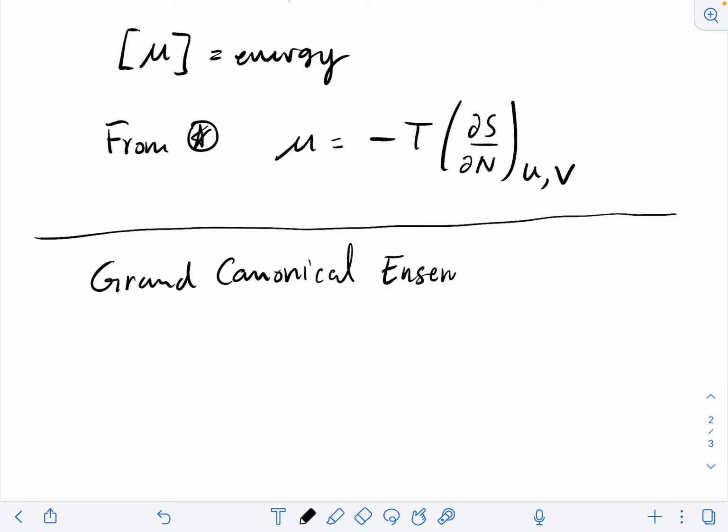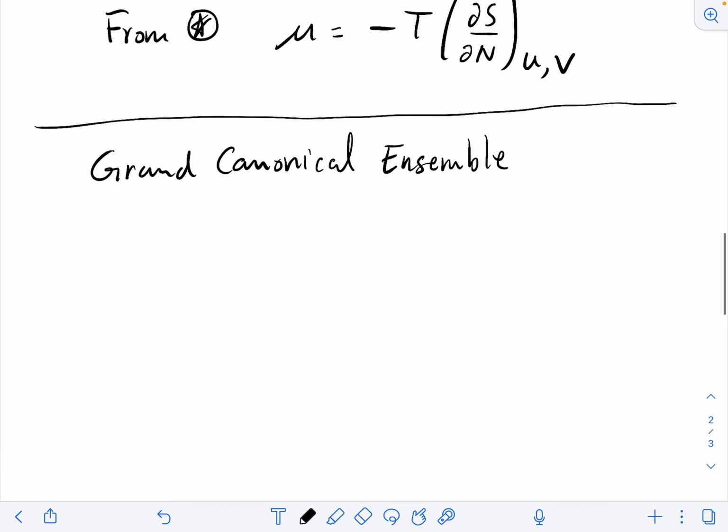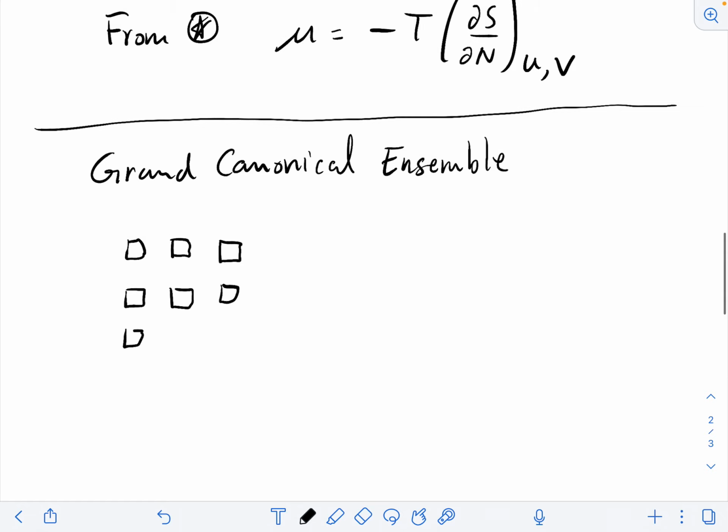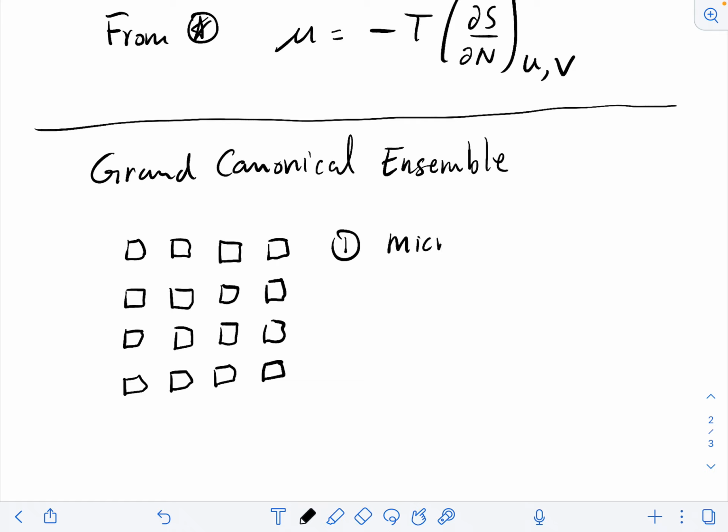So before getting into some of the technical details, let's just recap some of the things we've seen already. We started with this microcanonical ensemble. And in that picture, we had these replica systems that were isolated from one another. And so that means each member of this microcanonical ensemble had a fixed energy and a fixed particle number.